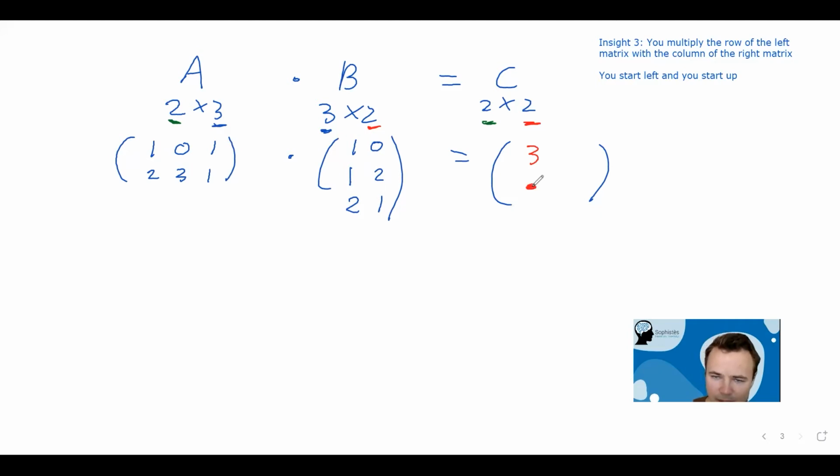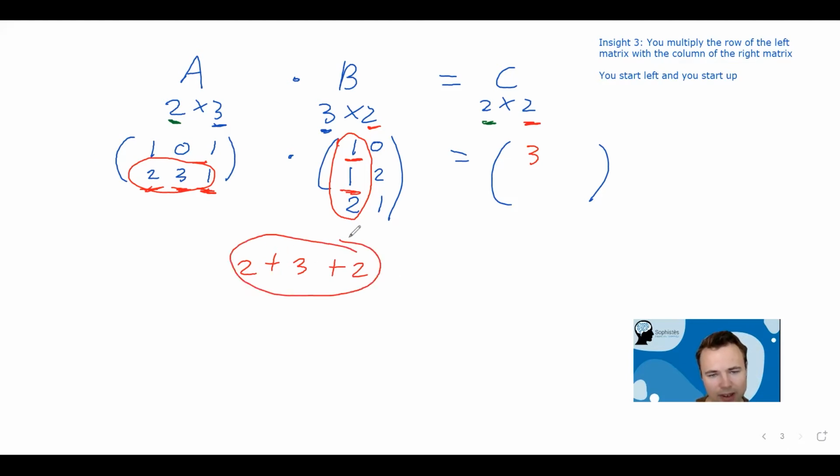Now to get this element, remember this element is in row 2, column 1. So I take row 2, column 1. And remember, I start left and I start up. So calculate with me. 2 times 1 is 2, plus 3 times 1, which is 3, plus 1 times 2, which is 2. And if I take this together, I get a 7 here. You see that? Yes, very good.